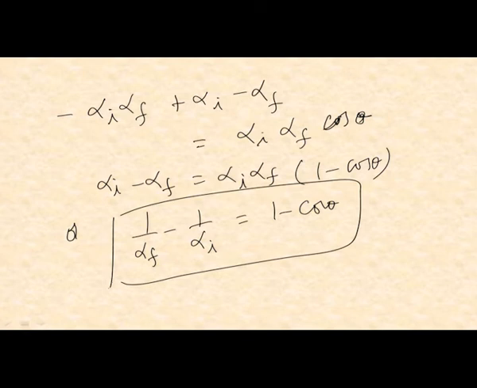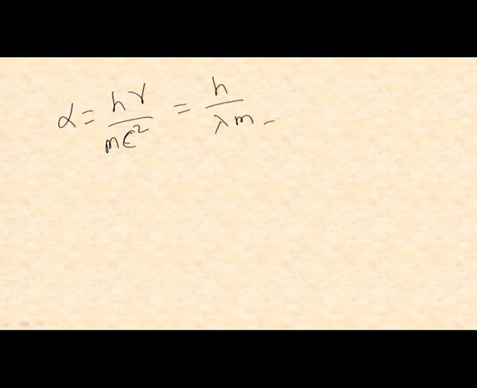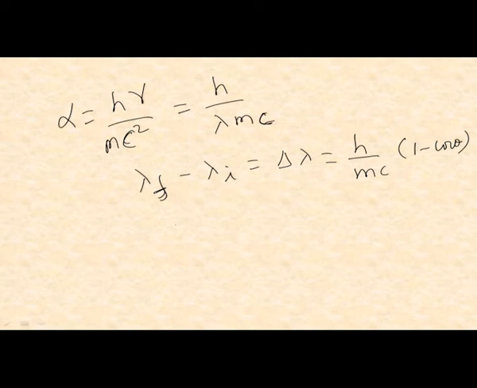This is the final form of the Compton equation. Now, substituting the actual value of alpha I and alpha f, where alpha is equal to h nu by m c square, which is equal to h by lambda m c. Substituting this in the final form of the Compton equation, we will get lambda f minus lambda I, which is nothing but the difference in wavelength, equal to h c by m c into 1 minus cos theta. So, the shift in wavelength when a photon is incident on a rest electron can be obtained by the expression h by m c into 1 minus cos theta.